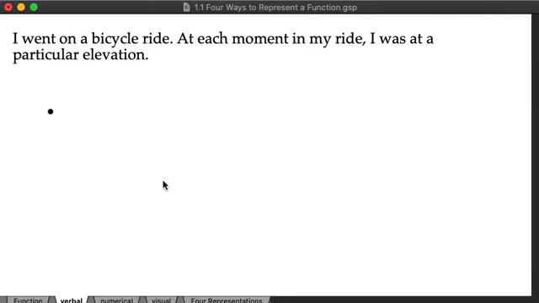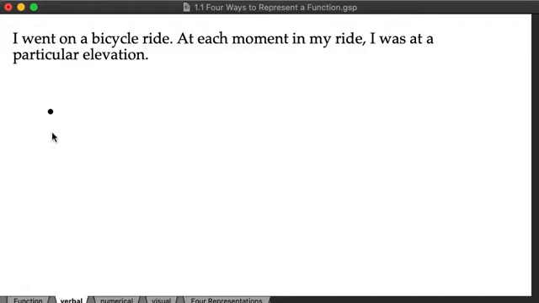Okay, so representing a function. Here is a function, or rather there is a function in this story, and let's see if you can figure out what the function is. So I went on a bicycle ride, and at each moment in my ride, I was at a particular elevation. What do you think is the function that is being represented here? What would be the inputs and what would be the outputs?